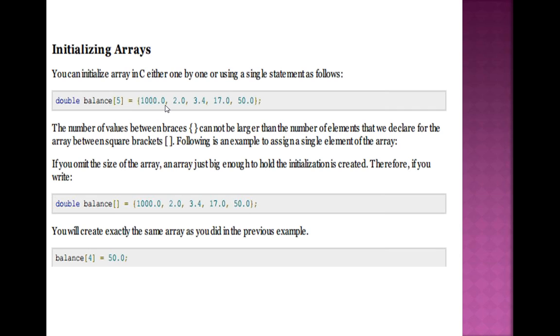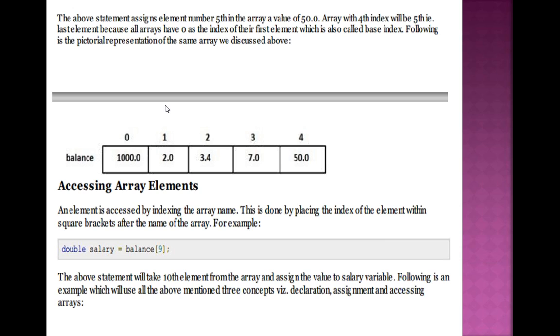Then one important thing is that array elements always start with 0. If there are 5 elements, it starts with 0 and ends with 4. It goes from 0 to 4. So in this example, if I want to find balance 4, that is your 50, it is at the 5th location, but since it starts from 0, it is from 0 to 4, that is your 50.